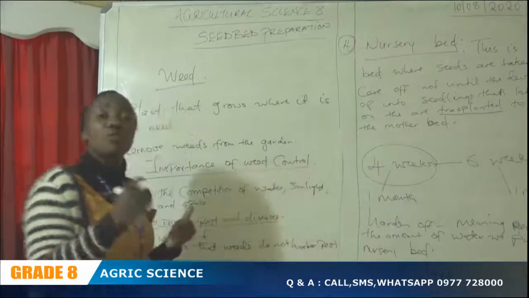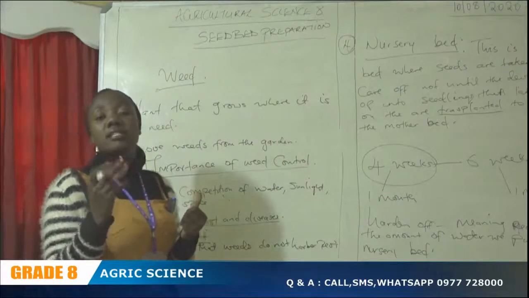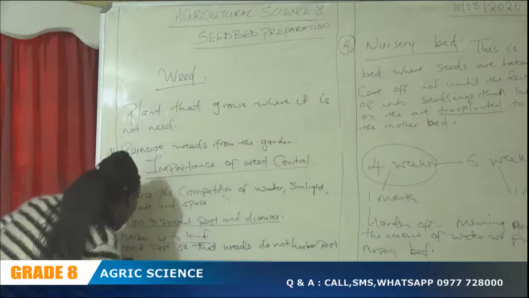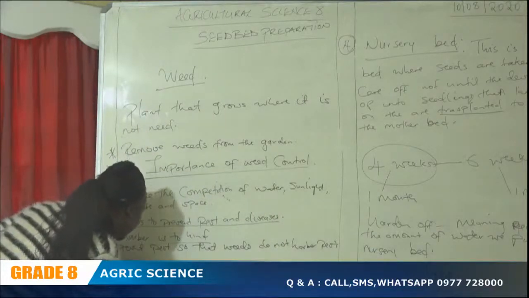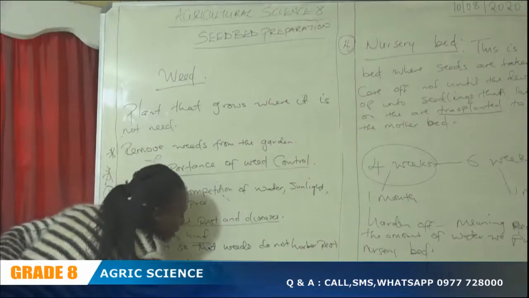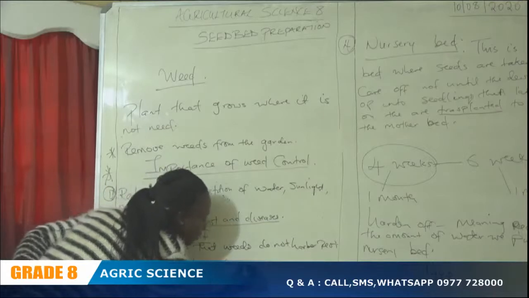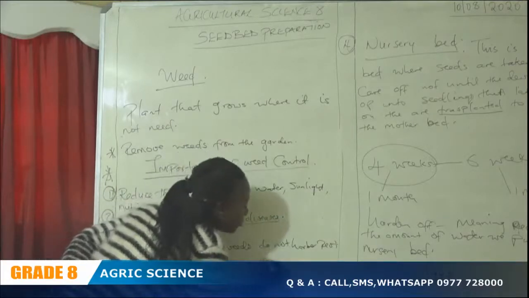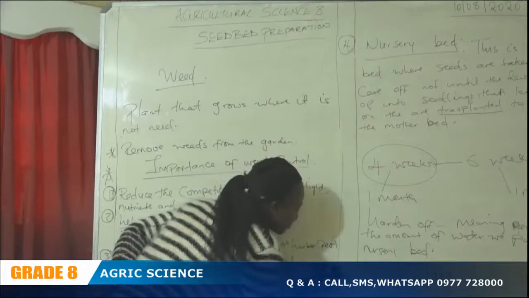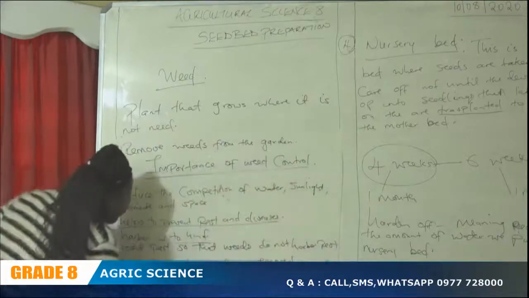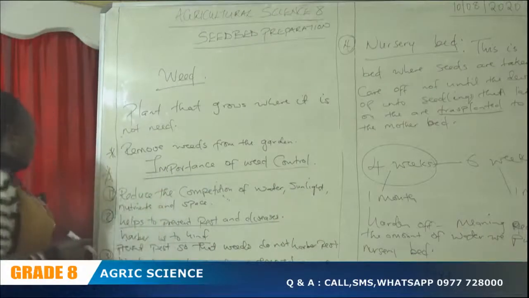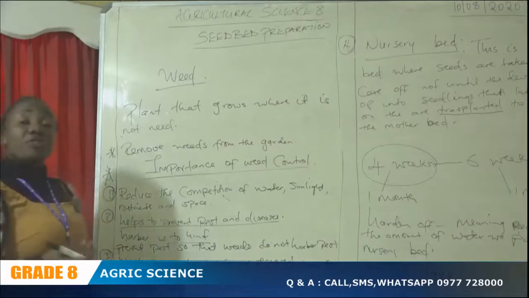So the other thing is that when you remove weeds, the work is easier and it's done so fast. So work is easier when weeds are removed from the garden. Okay, so we're saying work is easier when weeds are removed from the garden.